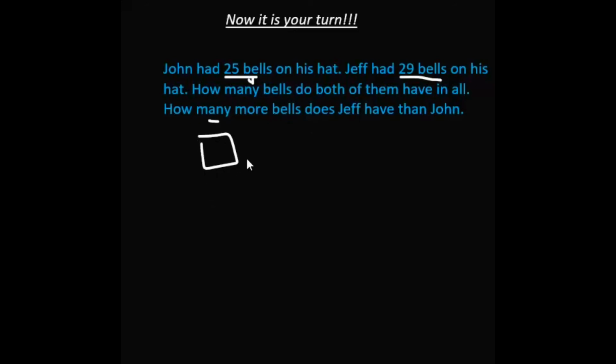So 25 has two tens in it, so we know that the boxes are tens. Then 1, 2, 3, 4, 5. 5 ones. Okay, and then 29 has two tens again. Two tens. And 9 ones. 1, 2, 3, 4, 5, 6, 7, 8, 9. Okay, perfecto. Okay, so now let's add. So we can start counting these ones. 1, 2, 3, 4, 5, 6, 7, 8, 9, 10, 11, 12, 13, 14.